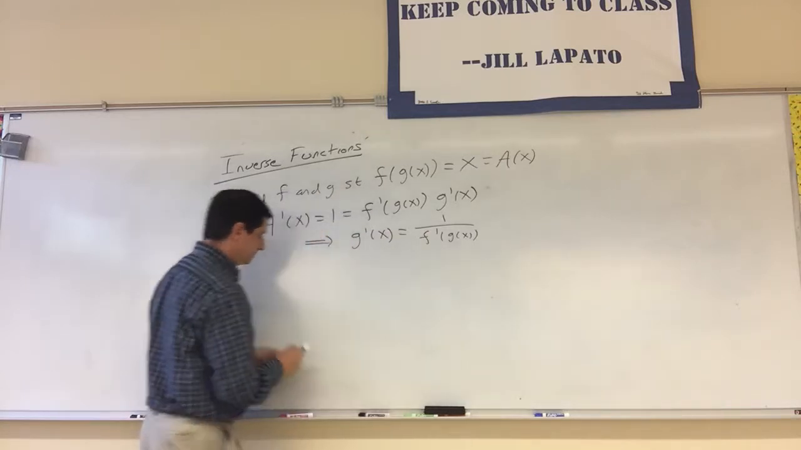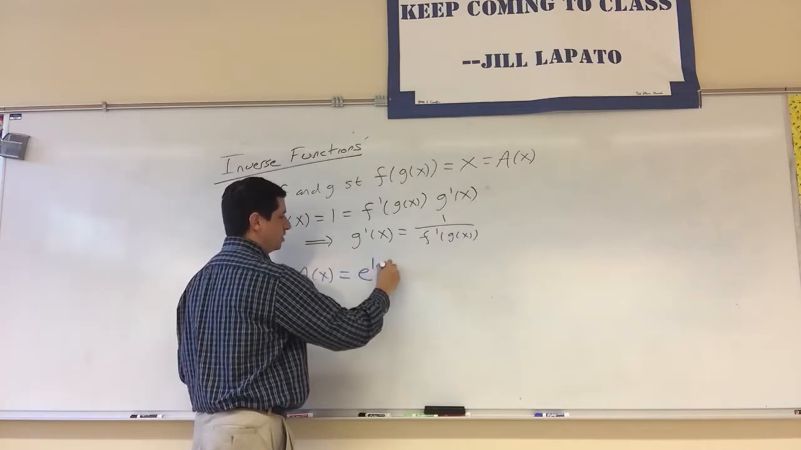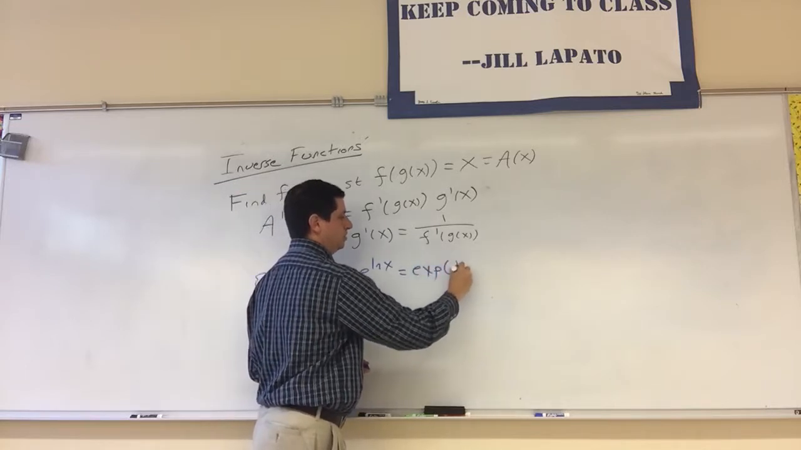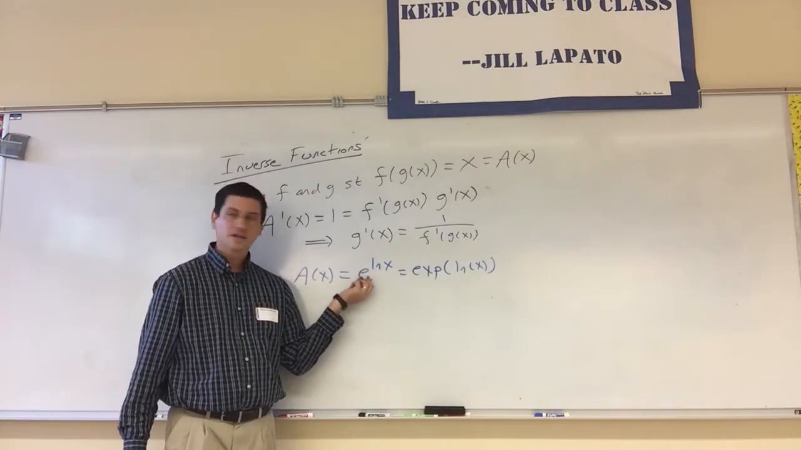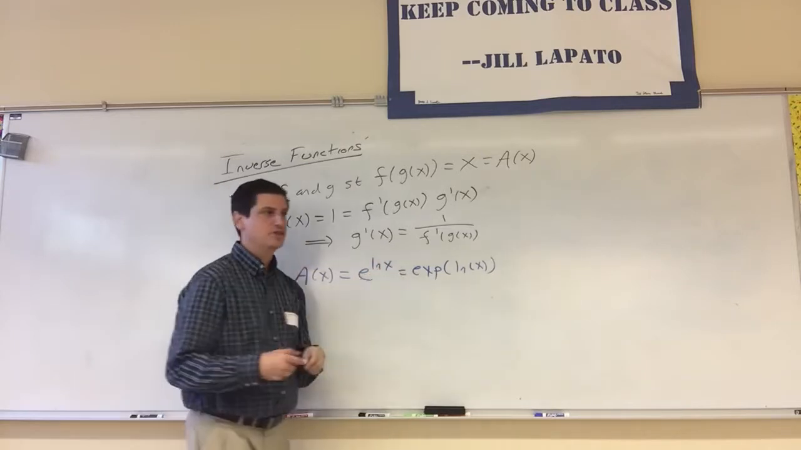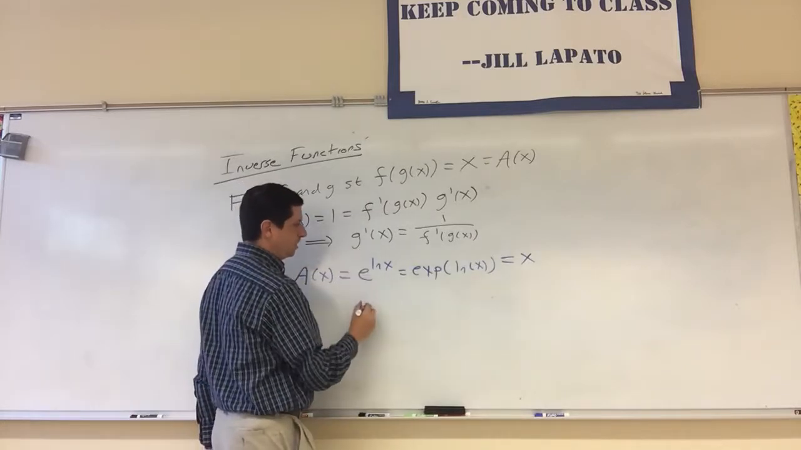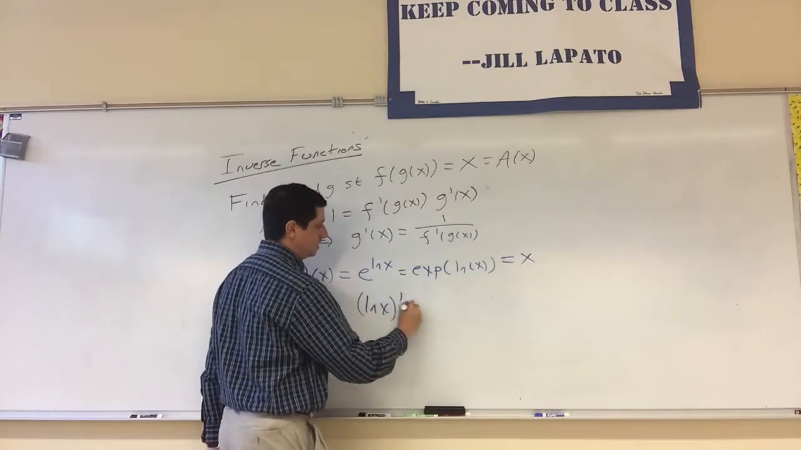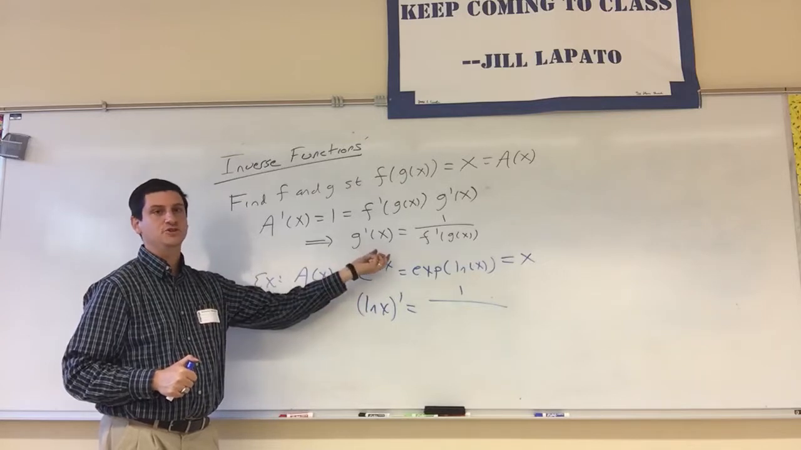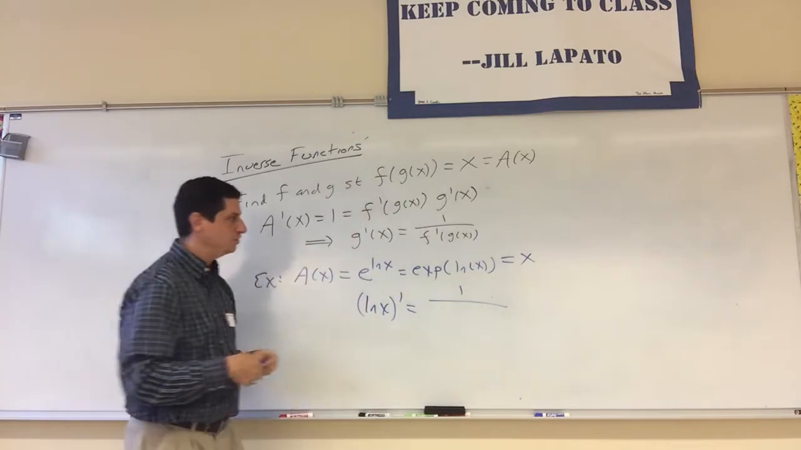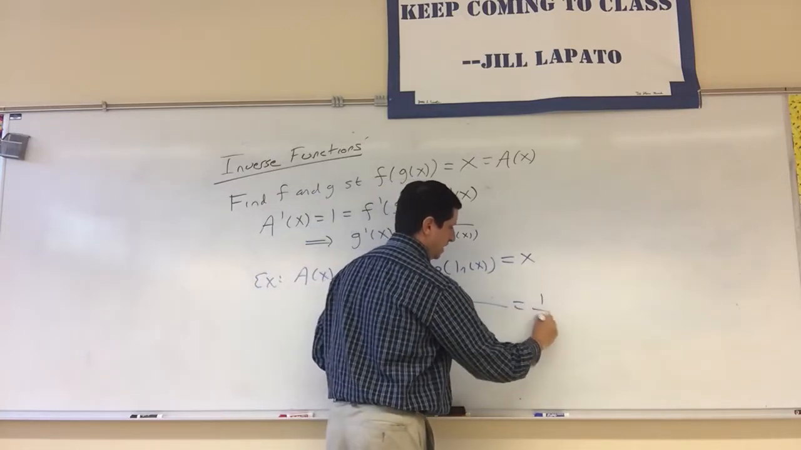So as an example, let's say a of x is the exponential of the natural log of x, or exponential log of x if you want to write it out pedantically. So I raise e by the number of powers of e I need to get x. So I'll just get back x. So if we substitute in, what do we get? We get g prime, so the derivative of the natural log of x, is equal to 1 over f prime at g of x. Well, what's my function f? My function f is just exponentiate. The derivative of the exponential function is the exponential function. So I just get e to the g of x. And that's 1 over x.